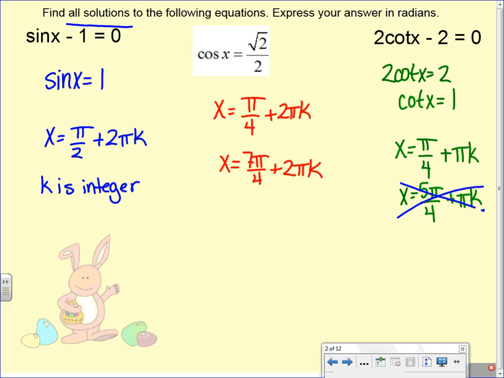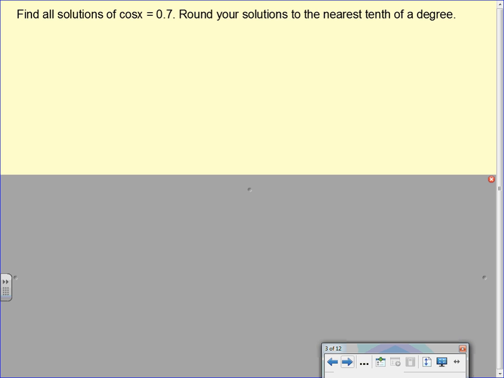All right. Let's say it's not on our unit circle, like 0.7. Okay, it doesn't mean you can't find an answer. It just means that we're going to have to use a calculator, which is why it says here round your solutions. Here it says degree. So number 1, we're going to need a calculator. Number 2, you're going to need it in degree mode. Find your calculator. Degree mode.